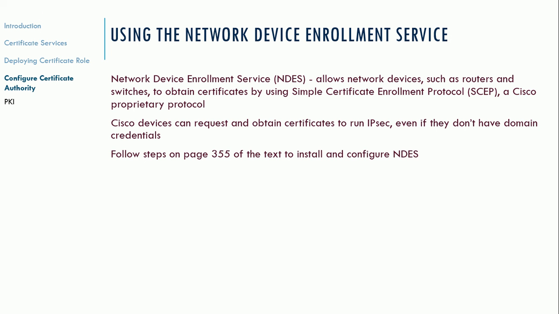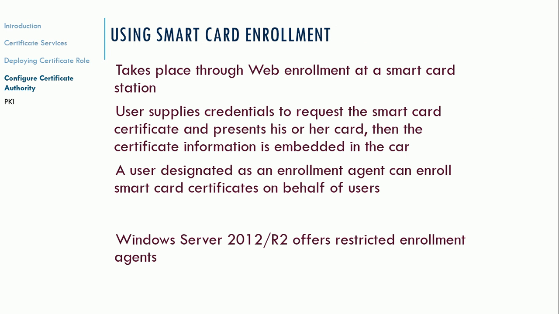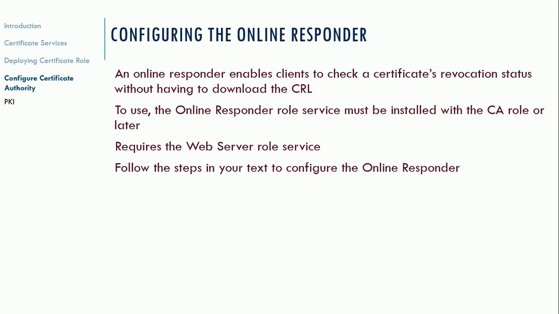Windows does support integrating with Cisco, which has a proprietary protocol that can be used by those devices to request a certificate from Active Directory. And again, you would need to have the role installed for that to work. And then we have smart cards. Smart cards also will need certificates. Generally, you can have an agent that can enroll smart card certificates on behalf of users, but it does have to be configured in order to do that. They have to have a special type of certificate in order to request certificates on behalf of other users. So Windows Server 2012 offers restricted enrollment agents to do so.